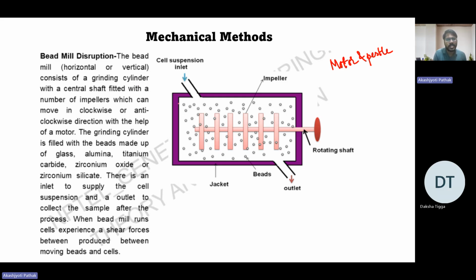It has a grinding cylinder and a central shaft with a number of impellers, and this impeller can rotate clockwise or anti-clockwise. The grinding cylinder is filled with beads made of glass, alumina, titanium carbide, or zirconium oxide. There is an inlet to supply the cell suspension and an outlet to collect the sample after the process. When the bead mill runs, the cell experiences a shear force exerted by these beads, and as a result, it will force open the cell.